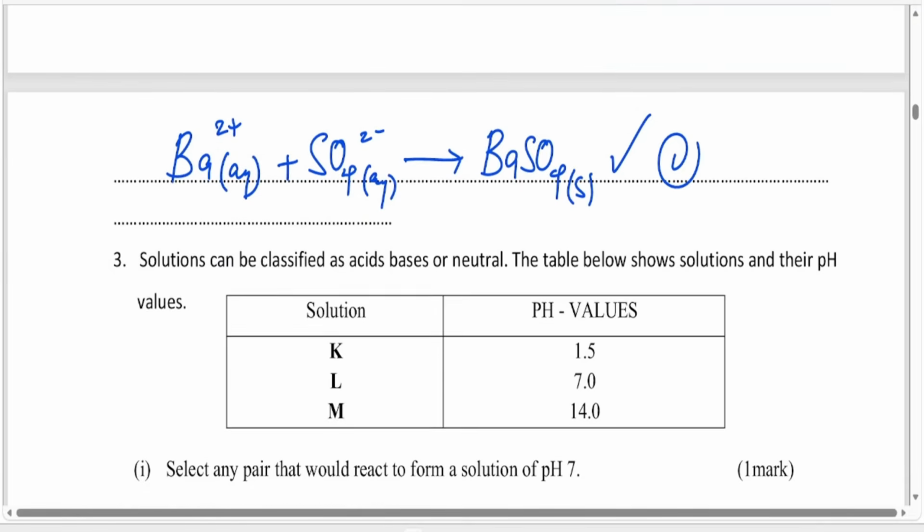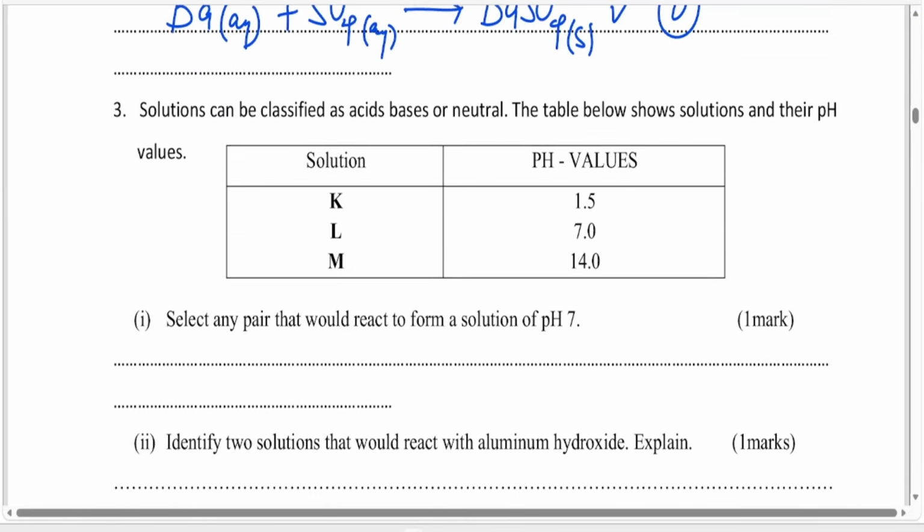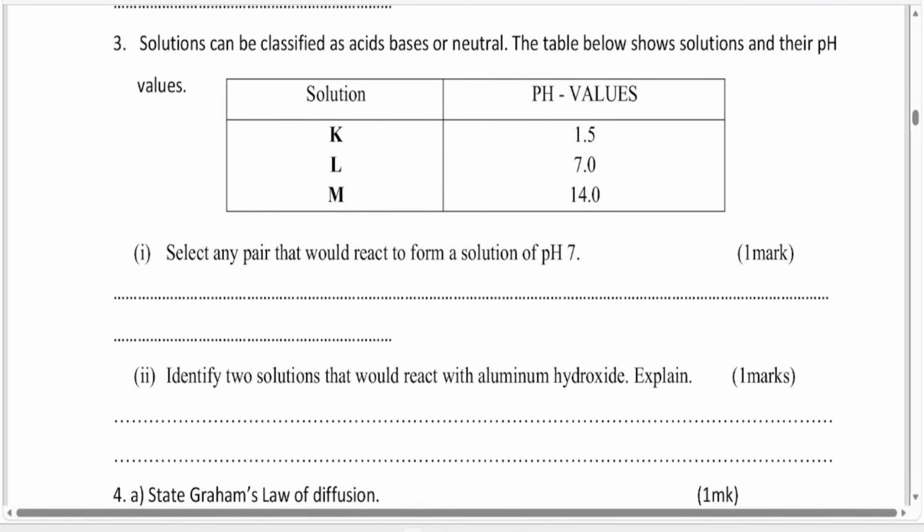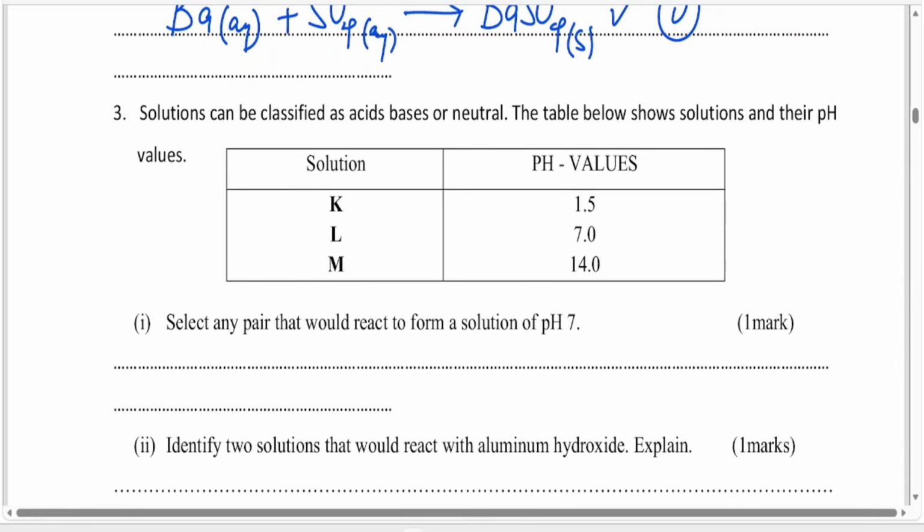Moving to question number 3. Solutions can be classified as acids, bases, or neutral. The table below shows solutions and their pH values. We have solution K against its pH 1.5, L 7, M 14. We know pH values ranging between 0.1 to 6.99, those are acids. Then substances with pH value of 7, that is a neutral solution.